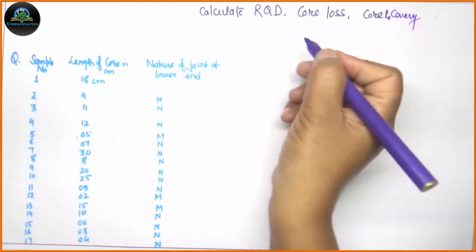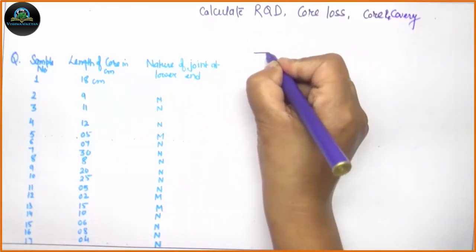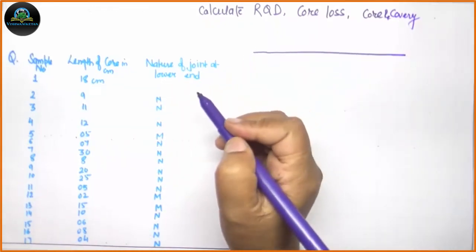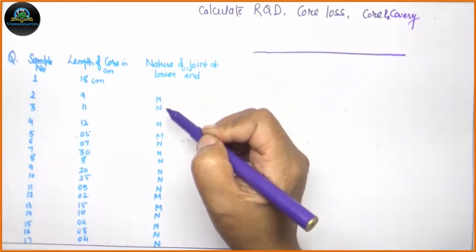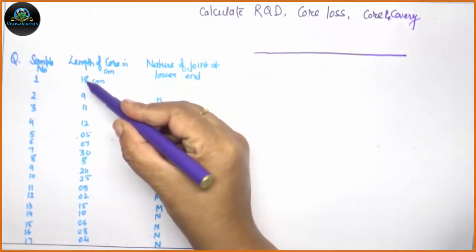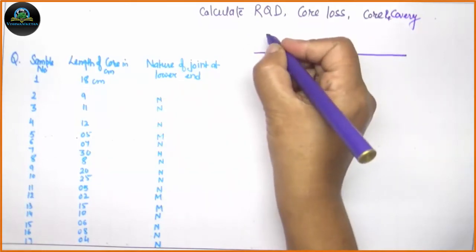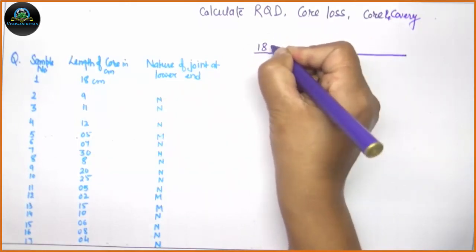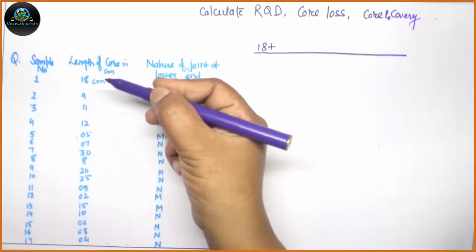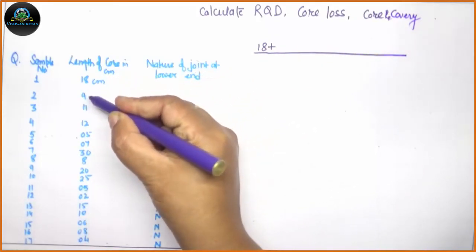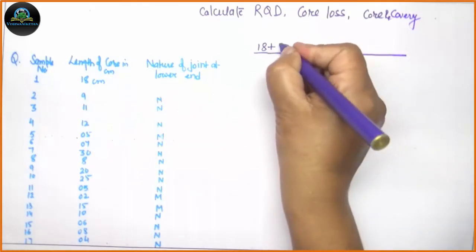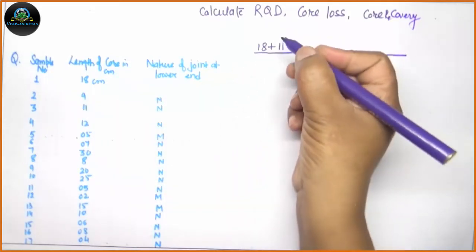Now to calculate the RQD, I will take the summation of all the joints which have a length of more than 10 centimeter. If I see joint number 1, it has a length of 18 centimeter, so I will consider it in the RQD. The second joint has a length of 9 centimeter, so I will not consider it. Another joint has a length of 11 centimeter, so it will be considerable.